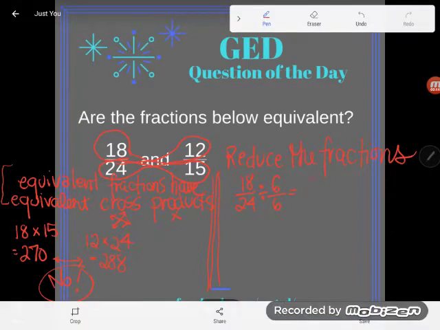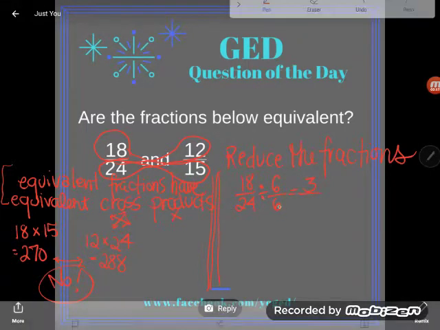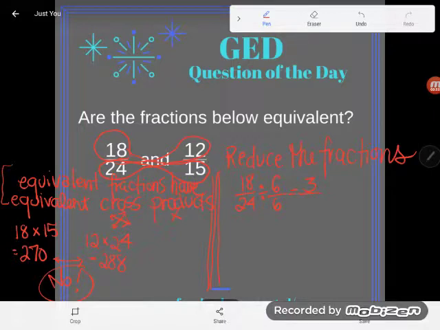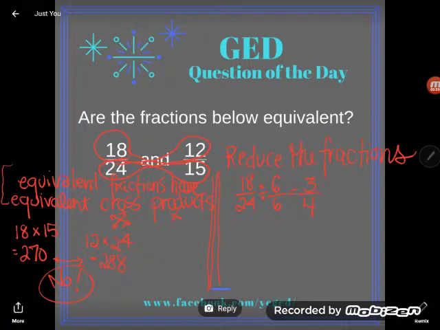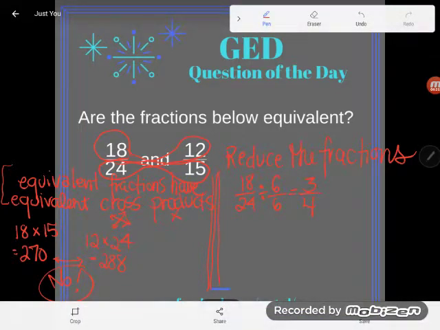So 18 divided by 6 is 3. And you might be saying, Kate, what if I don't know my 6 times tables? That's fine. You could take out one factor at a time until you get all the way reduced. And 24 divided by 6 is 4. And I see that I reduced down to 3/4, or 3 out of 4. My basic relationship that this fraction is made of is, for every 3 in the numerator, there are 4 in the denominator. So that's the basic relationship of the fraction 18 to 24.